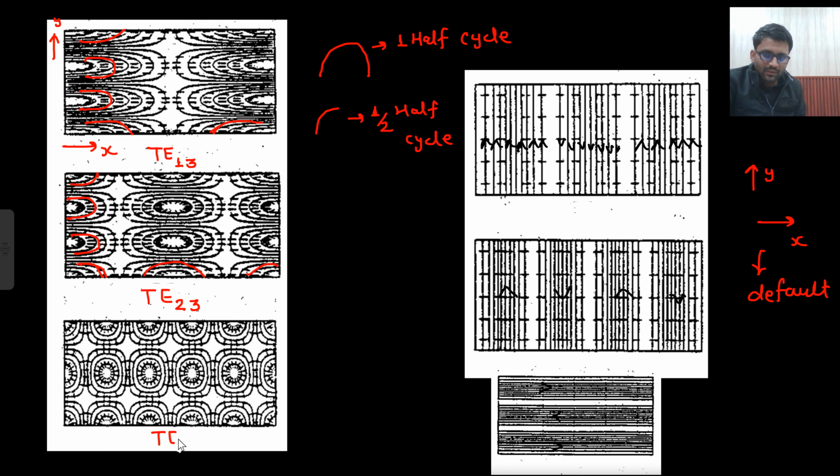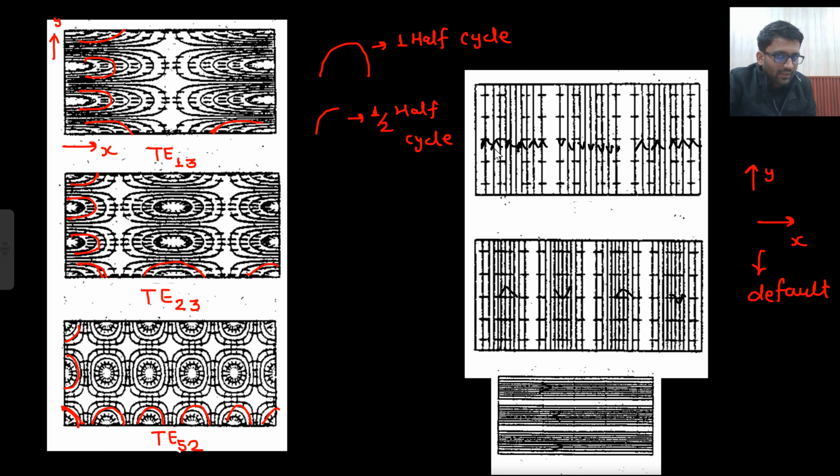What about this one? How many half cycles can I see in x direction? 1, 2, 3, 4 and 5. What about y? Half cycle is becoming 1 and 2. TE52.